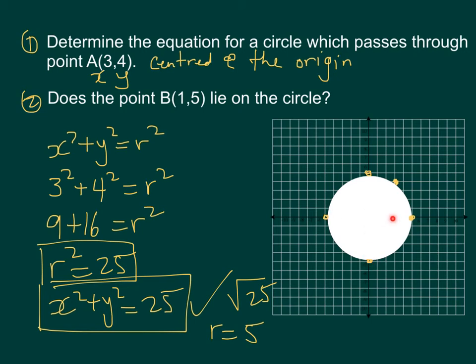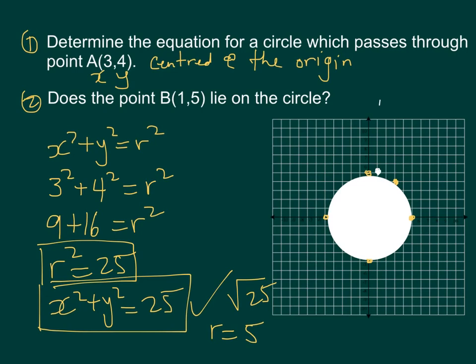So now the other question that is being asked is, does the point 1, 5 lie on the circle? Right away I can take a look, and I know you cannot see it, but I know that 1 is right there. So if I were to go, here's 1, 5, which is right about here. Now, 1, 5 will not lie on the circle.